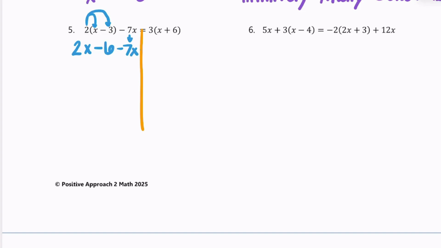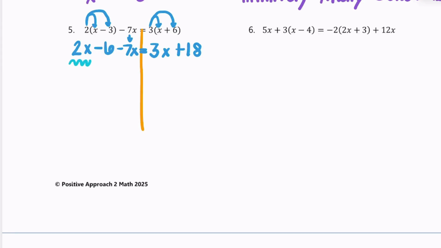Now, some people might just keep going on that left-hand side and now simplify. Totally up to you. I like to get all my distribution out of the way. 3 times x on the right, 3 times 6. So that's going to leave us with 3x plus 18. Okay, now looking at that left-hand side, we do have some more simplifying to do.